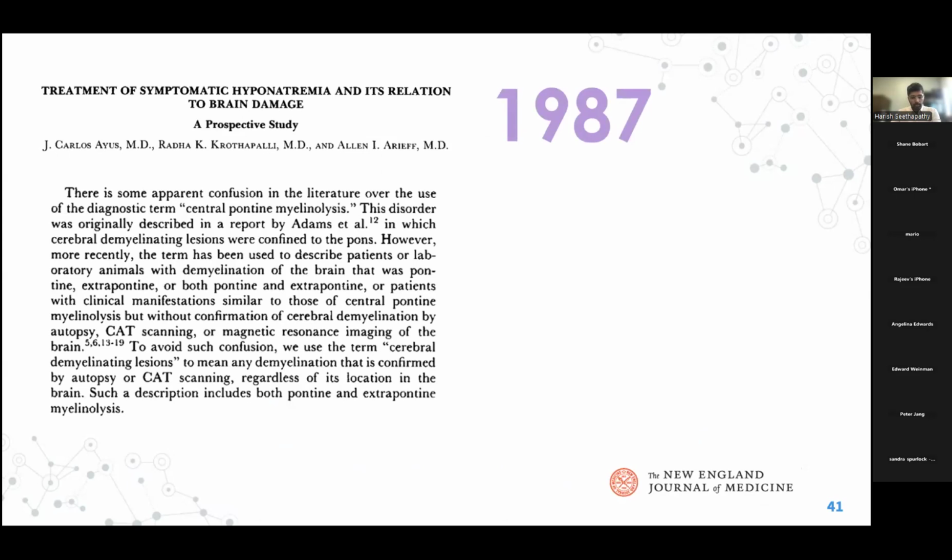At the same time, and in the same journal in 1987, there was another paper by the Targaryen group. They basically said, hey, there's this new term. We were studying central pontine myelinolysis, and now we are apparently grouping them all together into this thing called ODS. We should be studying it in more detail because that's not been our experience. They tried to rename it central demyelinating lesions, but that never caught on.